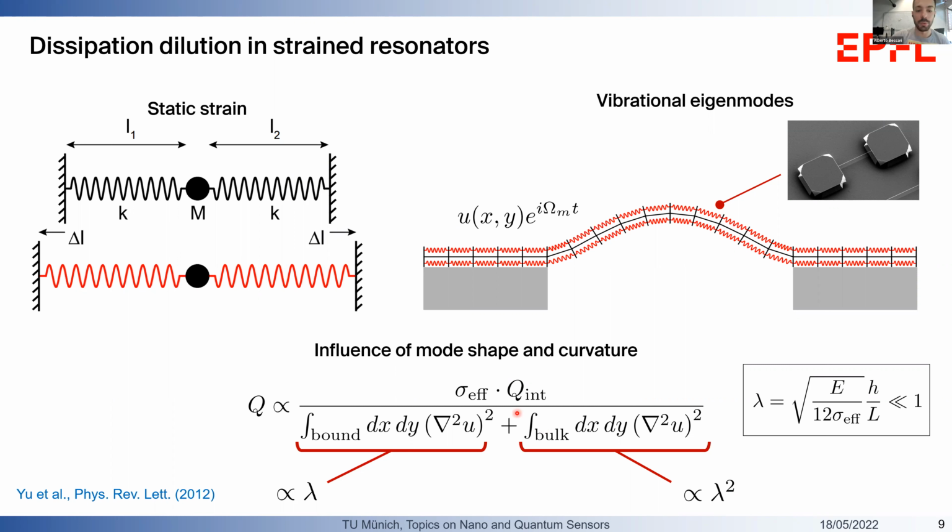We can also see that if you find a way to engineer the mode pattern such that we don't have a strong or sharp curvature close to the clamping points, so we can kind of create artificial boundary conditions, then we can get rid of this first term in the denominator, and we can get a much better scaling with lambda, which corresponds to a set of techniques called soft clamping that have been developed in the latest years in the nanomechanics community.